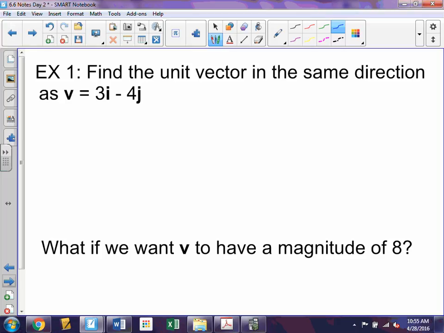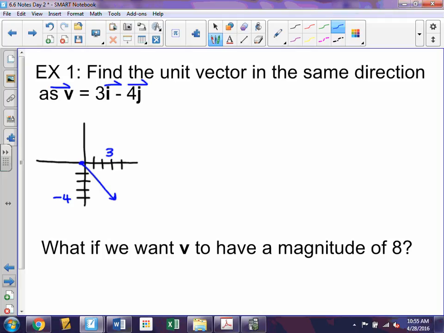Find the unit vector in the same direction as this given vector. V equals 3i minus 4j. If I were to draw a picture of this, for those of you that are visual like myself, my position vector starts at 0, 0. I would go right 3, down 4. My vector looks something like that.